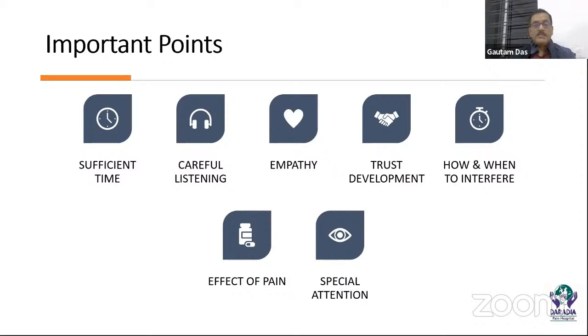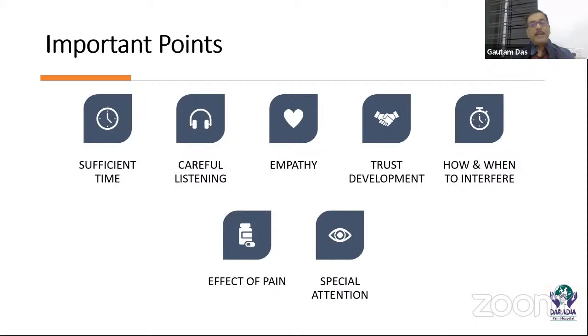Then in history taking, what is important is your careful listening. You need not be asking too many questions. You need not be interfering too much. You just listen. If you are basically listening, what happens? The pain is associated with sensory and emotional experience. Let the emotions be expressed. Let the emotions be released. So this is very important. By just careful listening, you can take care of your patient's pain. So just be a very good listener.